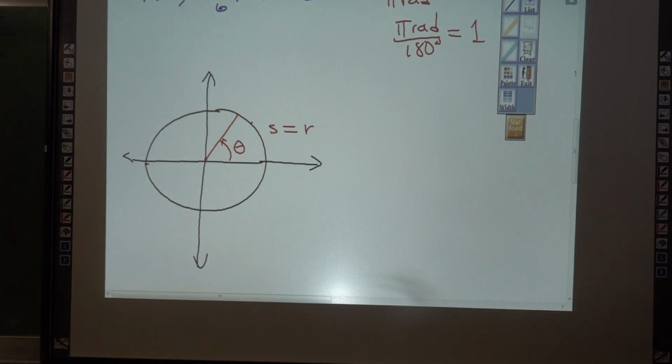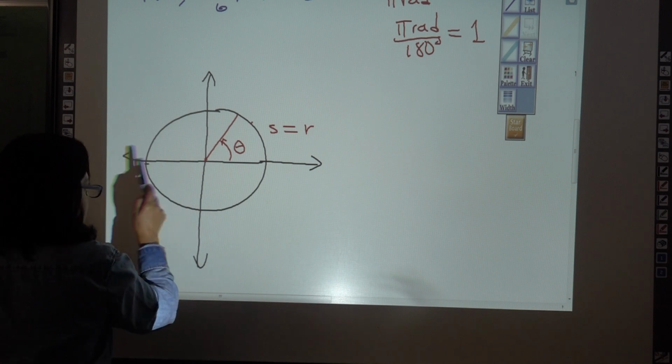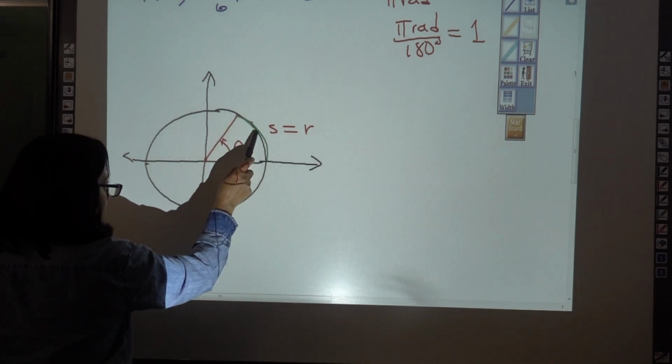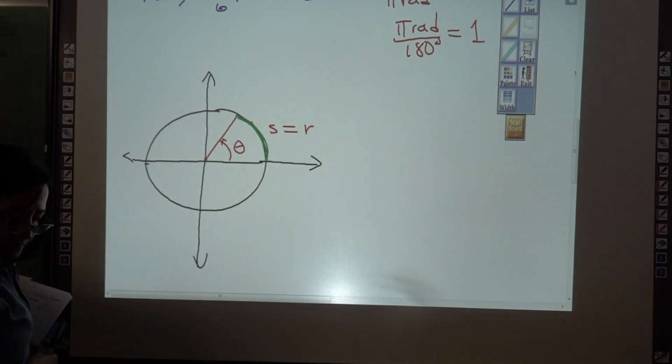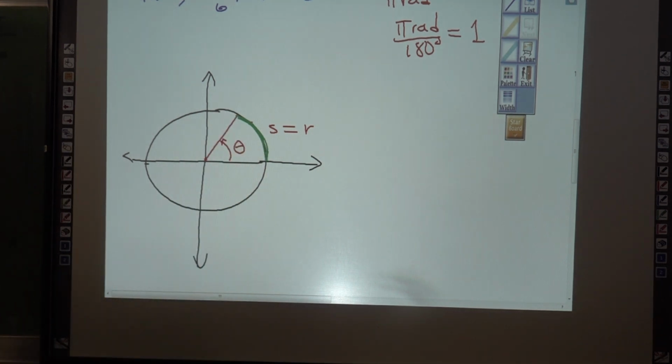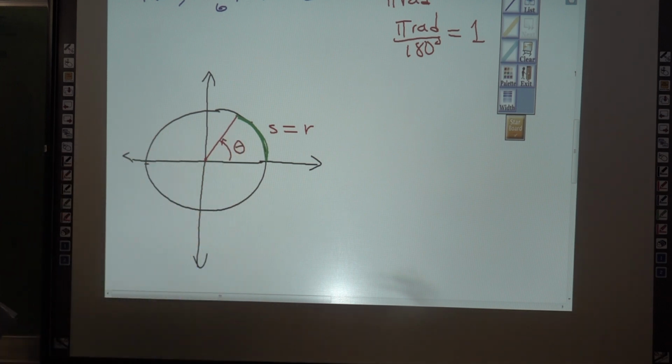We're going to learn how to find the measure of the arc, which is this part right here. Want to know how much this is in terms of theta? In order to find the measure of the arc, we need to have theta in radians, not in degrees, okay? The formula is set up that way.